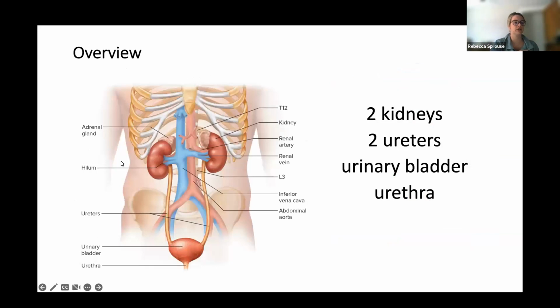Which kidney is lower? Here in this picture, the right kidney sits lower. The reason is the liver sits right here. The liver is a very large organ, so it's sitting here and there's not enough room for that kidney to come up. So that right kidney is going to sit just a little bit lower than the left.